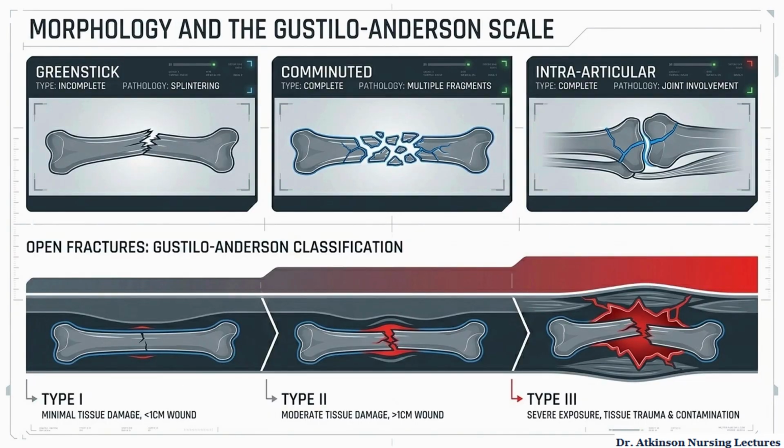Fracture morphology reflects injury severity and treatment complexity. Greenstick fractures are incomplete breaks commonly seen in children, while comminuted fractures involve multiple bone fragments and are more difficult to repair. Intra-articular fractures extend into the joint space and increase the risk of long-term arthritis and impaired function. Open fractures are graded using the Gustilo-Anderson scale, with higher grades indicating greater tissue destruction, contamination, and infection risk.